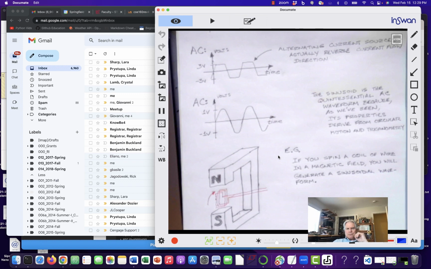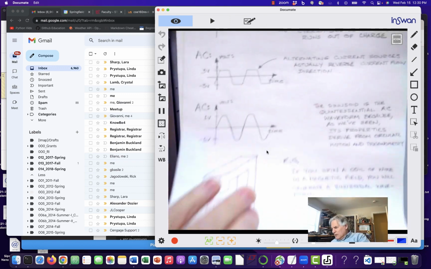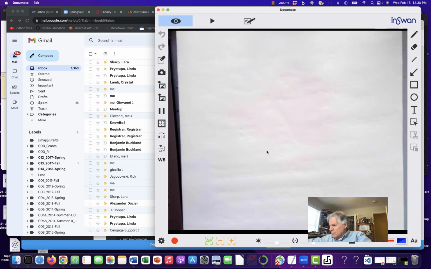Now this is oversimplified, really. The magnetics and everything of a real generator are greatly refined from this. But we get an AC waveform. All right, and so let's keep going here.